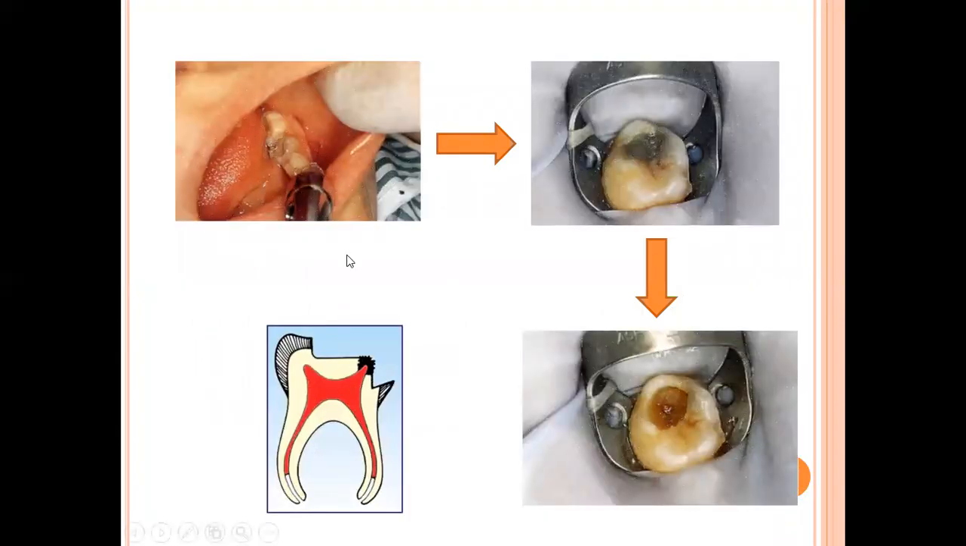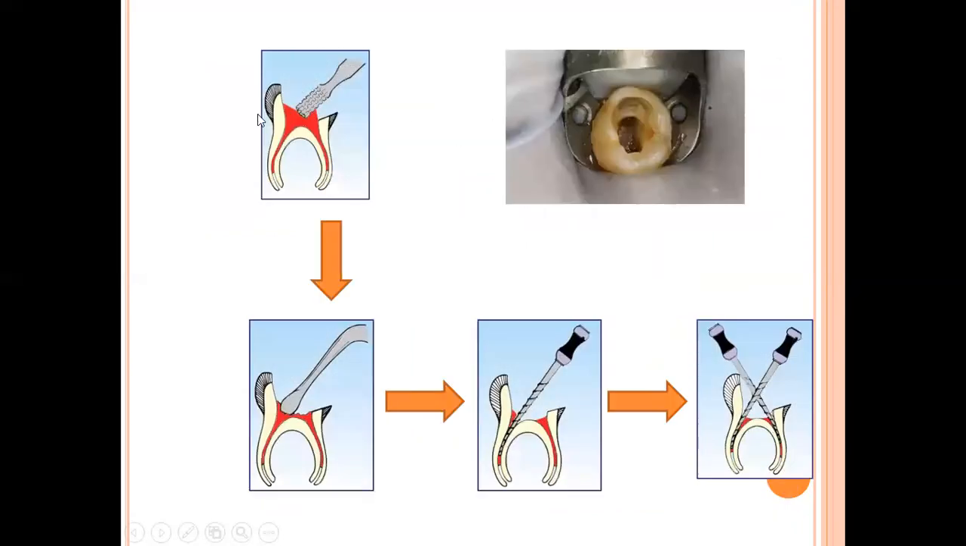This is the procedure for pulpectomy in the clinics. Firstly, local anesthesia is given. Second step is to place the rubber dam. The third step is to remove the carious part. And the fourth step is to remove the coronal pulp. As you can see in this image, the access opening has been done, showing the openings of the root canals.